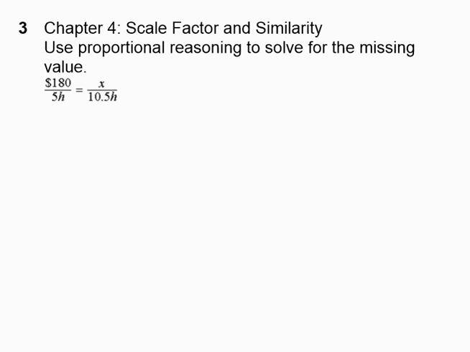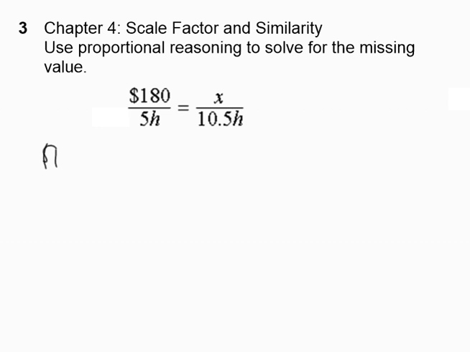Question 3 comes from our grade 8 unit on proportional reasoning. There are 3 ways you could do it. Probably the most common way is to take this $180 for 5 hours and figure out how much you made for 1 hour. And that's pretty easy because it's a very elementary way to solve it.